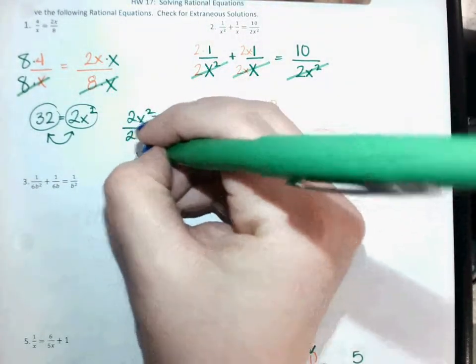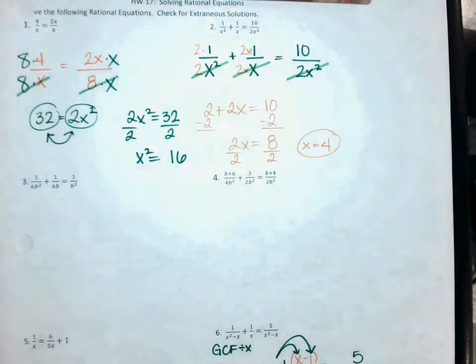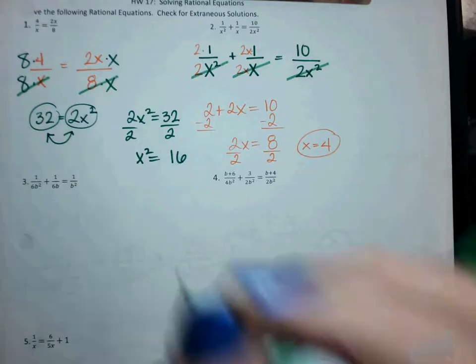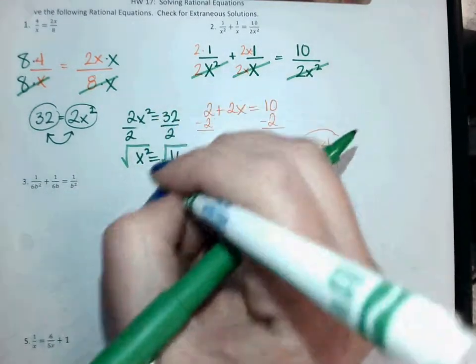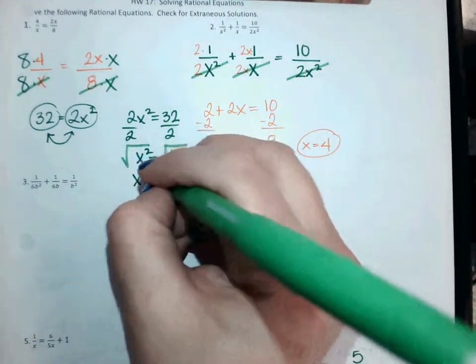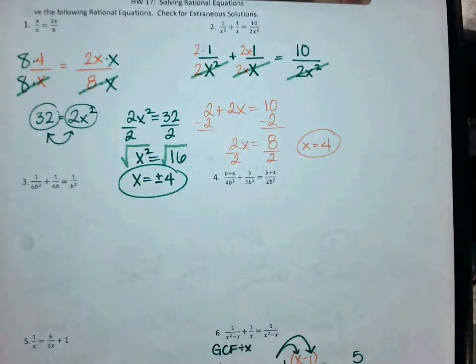So x squared is 16. And then when you square root, very good, we remembered up here, when you square root a number, it's plus or minus that number. So it'll be plus or minus 4. So that one actually has 2 numbers, plus or minus 4. Okay? Alright, you should be good.